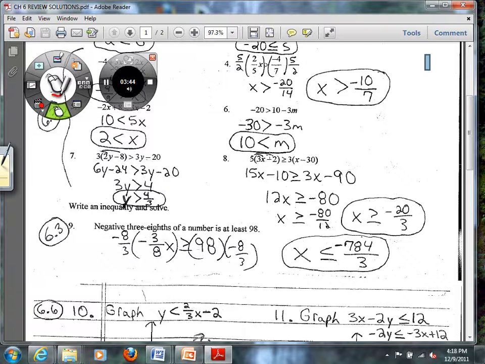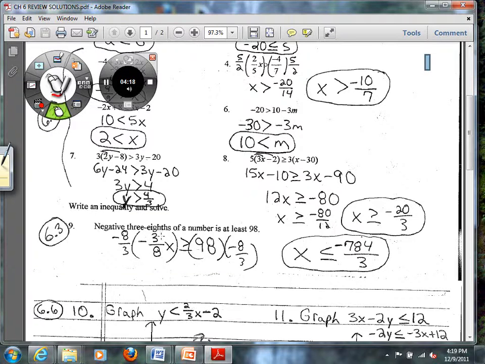Number 8, you want to use the distributive property again, so 15x minus 10. And then this side is 3x minus 90. And I subtracted 3x from each side, so that became 12x. And then I added 10 to each side, and that became negative 80, negative 90 plus 10. Then I divided by 12, and so I got negative 80 divided by 12, and then I took out a bunch of 4s, so I divided top and bottom by 4. X is greater than or equal to negative 20 over 3.